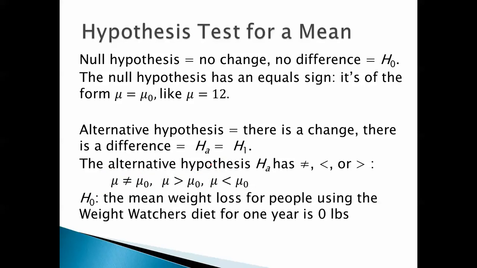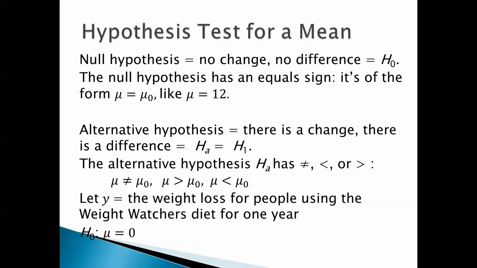Okay, our null hypothesis is that the mean weight loss for people using the Weight Watchers diet for 1 year is 0 pounds. In other words, no change, no difference. Weight Watchers has no impact. We'll represent the null hypothesis symbolically by saying y equals the weight loss for people using the Weight Watchers diet for 1 year, and mu equals 0.